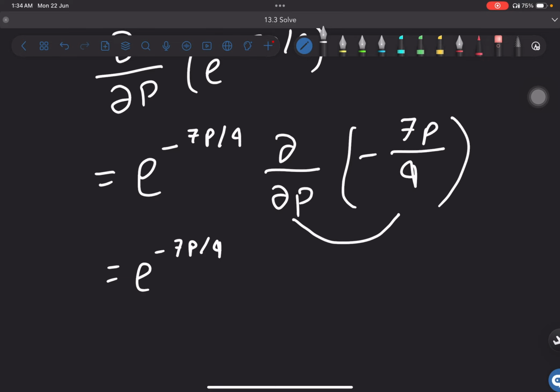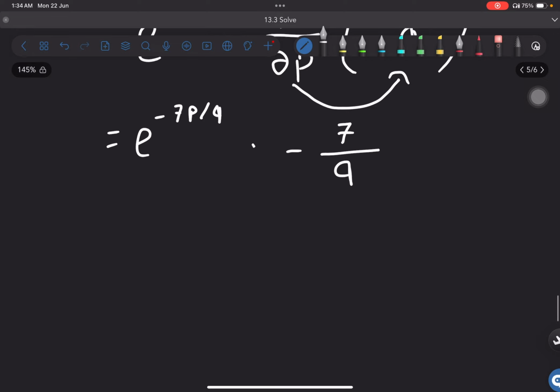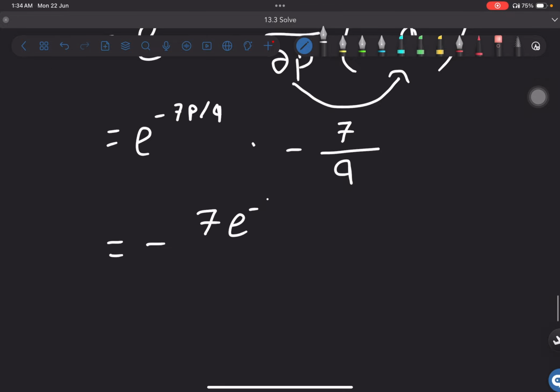when we try to differentiate this thing, we have to write minus 7p becomes minus 7 because the d dx of p is simply 1. But when it comes to q, this is a constant, so this will remain as it is. So this stands as minus 7 by q. So the entire math result is minus 7 e to the power minus 7p by q divided by q.